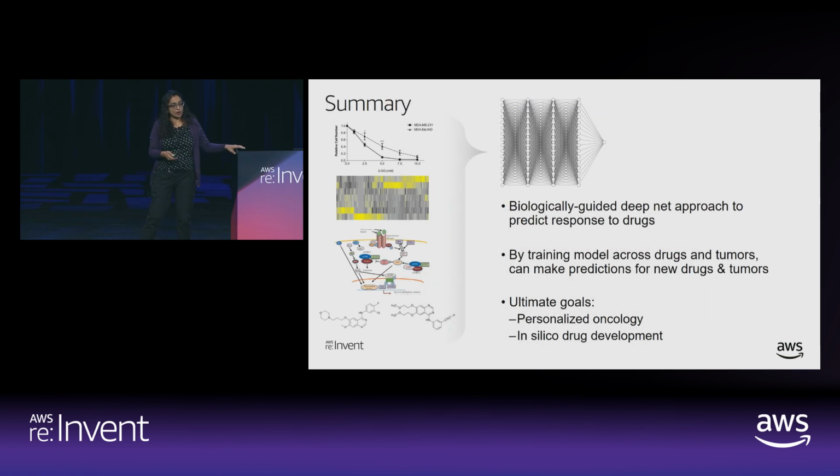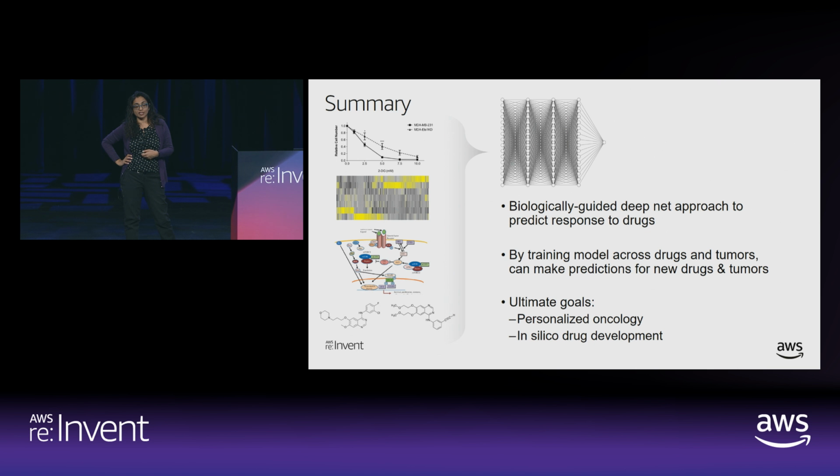Okay, so just to summarize what we did here, we used a variety of different types of data that had to come from drug activity data, cell state as measured by gene expression, information about networks within the cell, and information about the chemical structure of drugs. And we put it all within this machine learning framework. And our biologically guided neural network approach is able to predict response to drugs, even those that we haven't seen. What I think is really exciting is that by training a model across drugs and across tumors, we can make predictions for new drugs and new tumors.